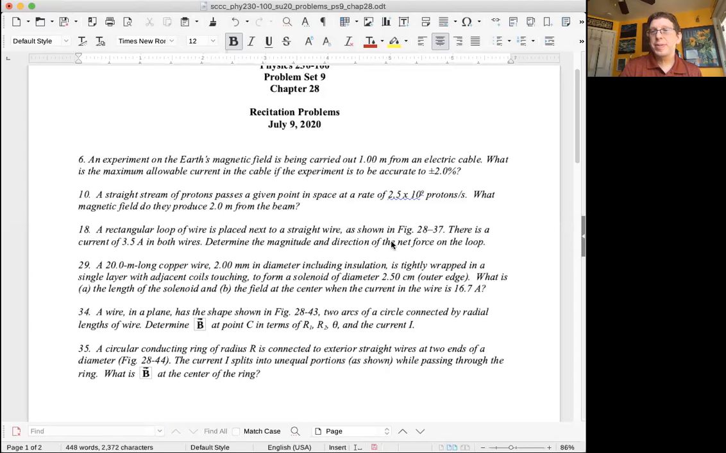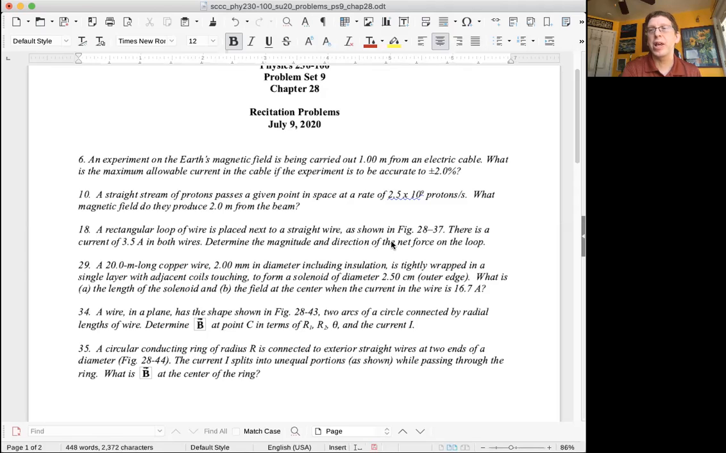So the first problem is problem number 6. An experiment on the Earth's magnetic field is being carried out 1.00 meters from an electric cable. What is the maximum allowable current in the cable if the experiment is to be accurate to 2.0%?